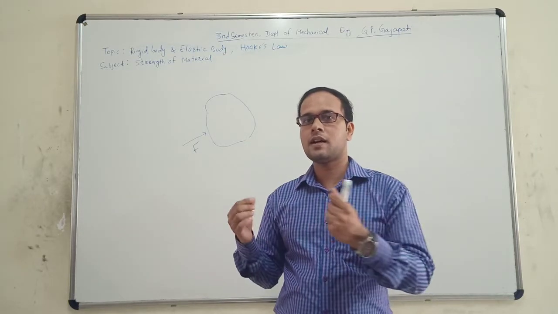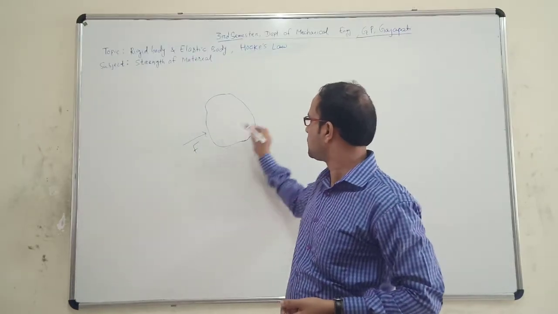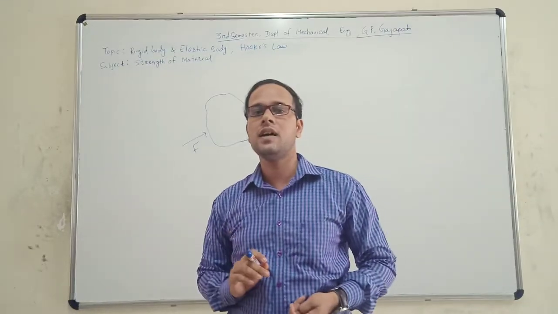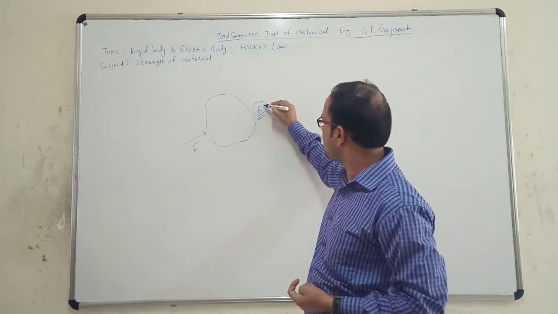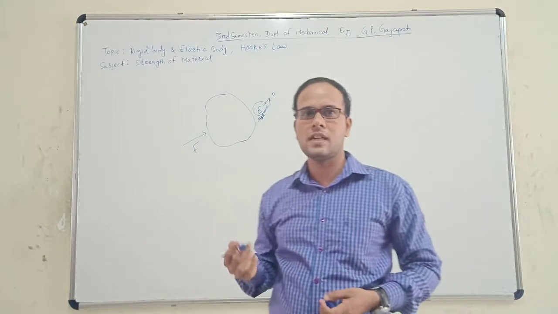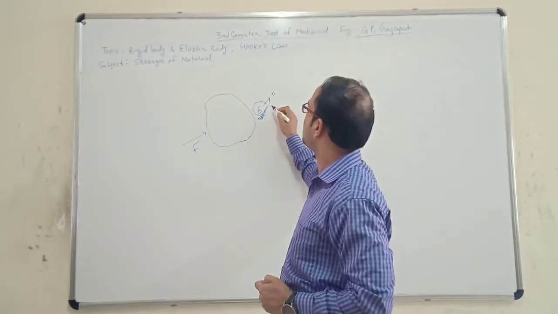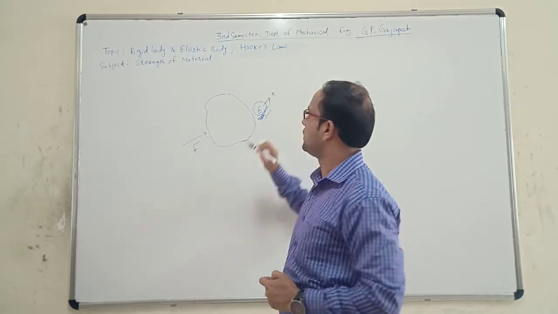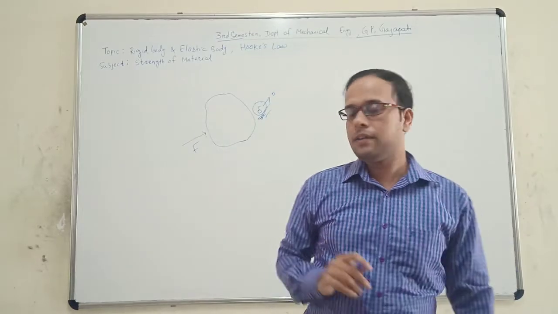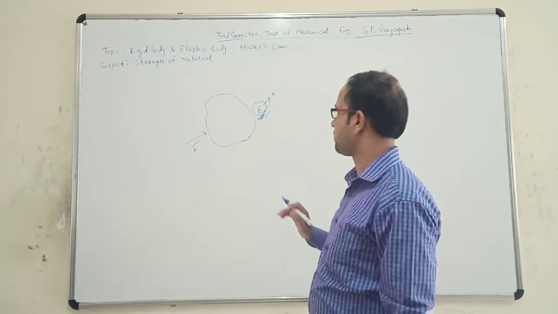That means if we are applying the force, it will deform. Suppose this is the body, I am applying force, deformation will occur. If this deformation occurs, this is known as an elastic body. If the deformation is negligible, that means if the deformation tends to 0, that means 0 to 0.001, then it is known as a rigid body. And if deformation will be there, then it is known as an elastic body.